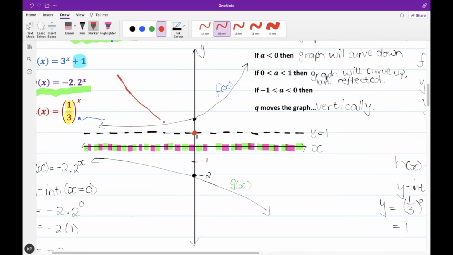Now let's hope it takes only one attempt. No, it doesn't. There we go. You guys can just use your imagination. And this one is h of x.